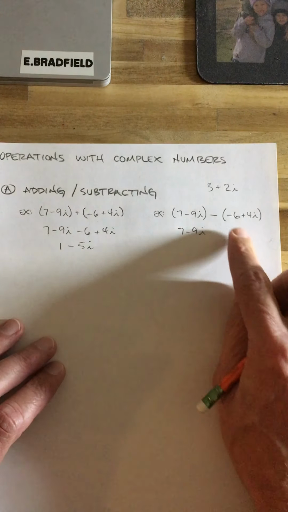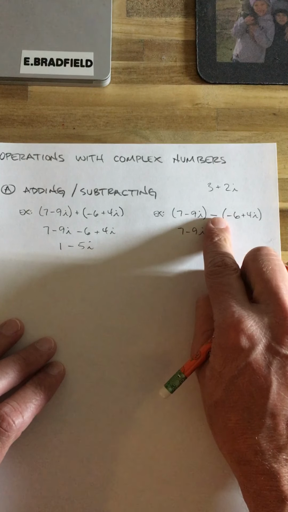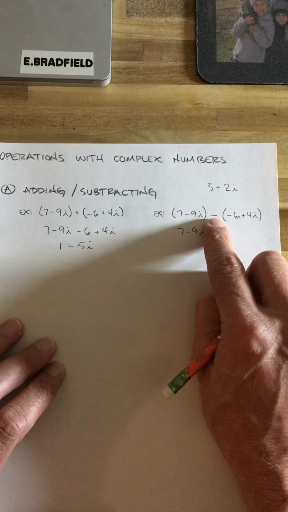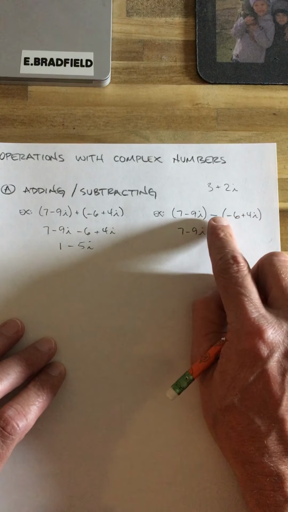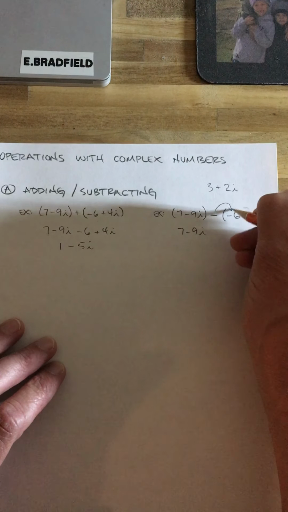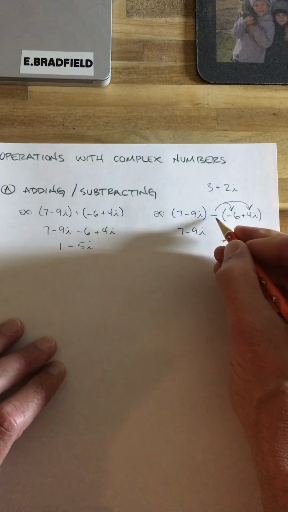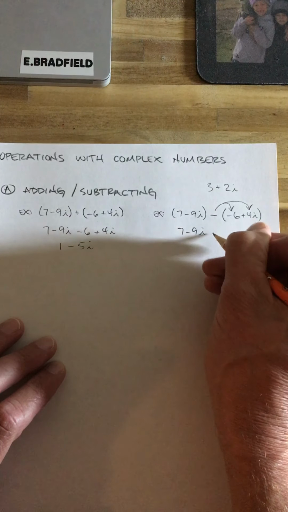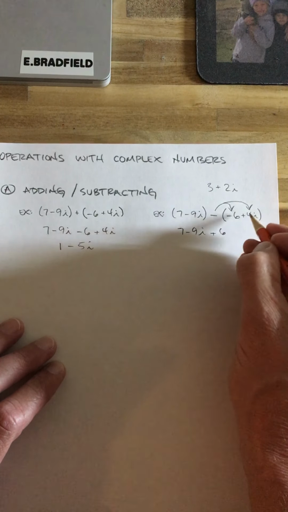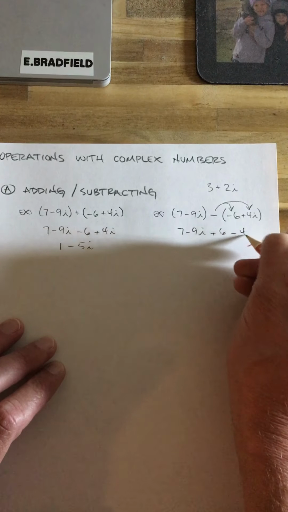All right, now this guy's different. If you look out in front, there's a negative sign. So we have to distribute that negative to everything inside. So distribute the negative to everything you see inside. So it's negative times negative is a positive 6, and a negative times a positive is a negative 4i.